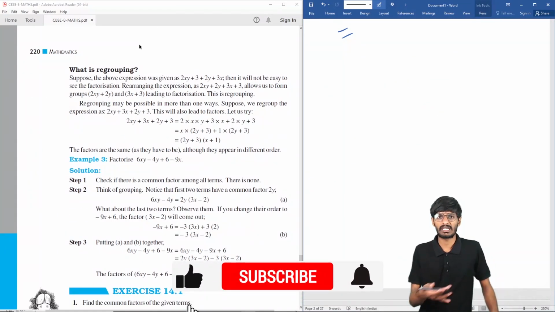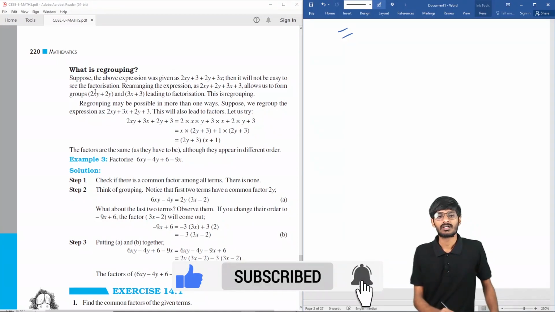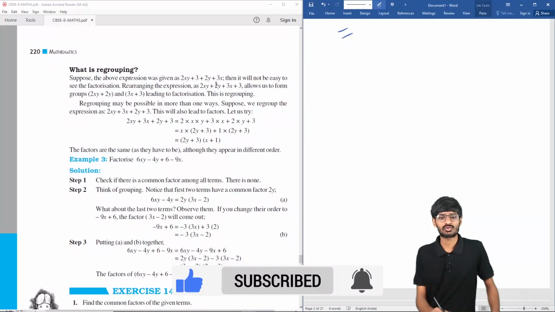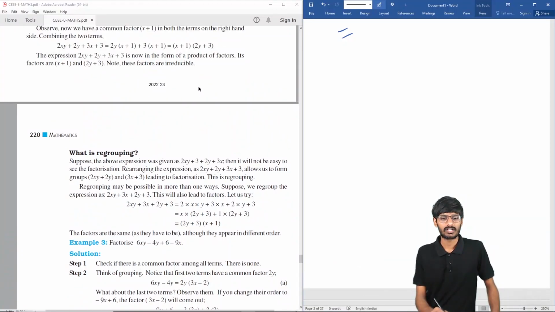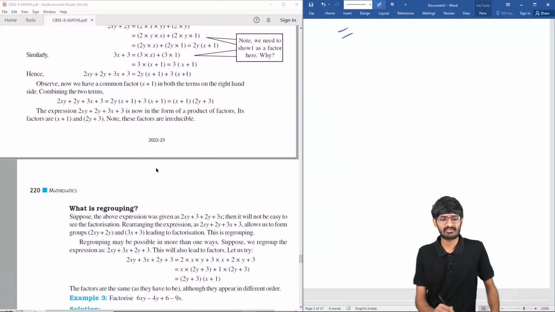And what is meant by regrouping? The expression is 2xy plus 2y plus 3x plus 3.